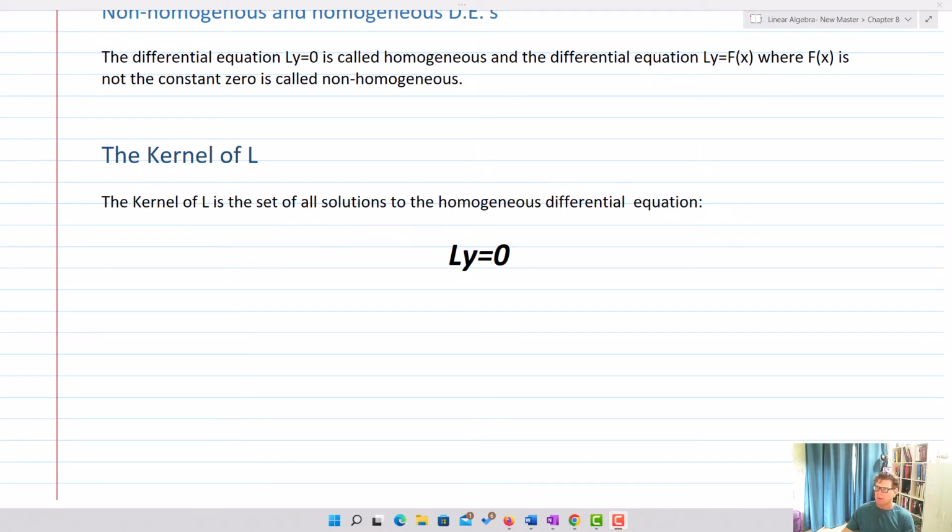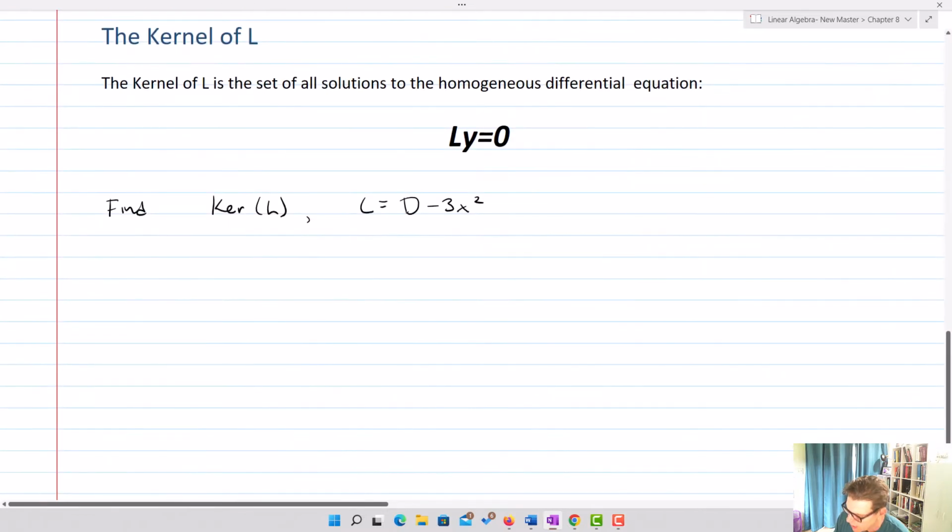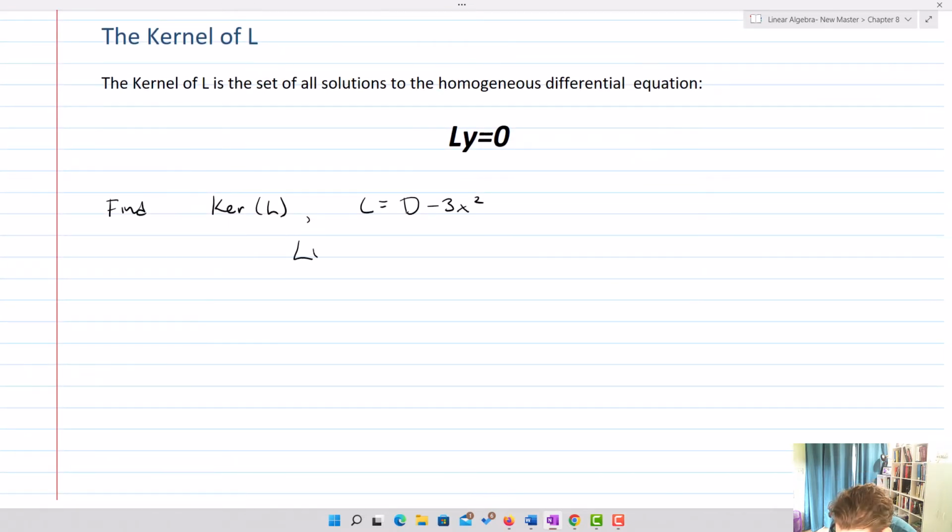So let's take a look at an example. Let's find the kernel of L, and we'll let L equal D minus 3x squared. So Ly is going to equal dy minus 3x squared y, and I'm going to set that equal to 0. Then dy is going to equal 3x squared y, and this is the derivative of y, so dy dx is going to equal 3x squared y.